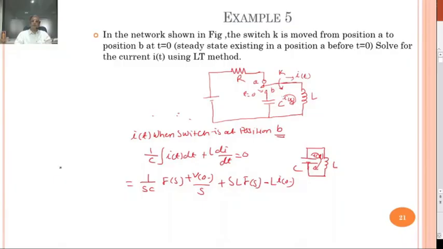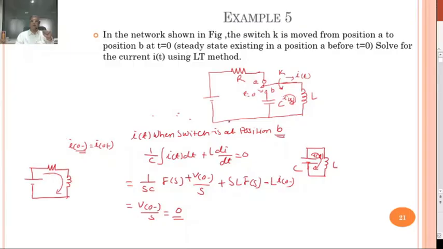Now when the switch was at position A, the equivalent circuit was like this. There is no capacitor connected, which means the initial charge on the capacitor is 0, so this term is 0. But the inductor is connected in this circuit when the switch was at position A, and the equivalent circuit is this. Now we have to find the initial current, and we know that the current through the inductor remains the same just before and after switching.